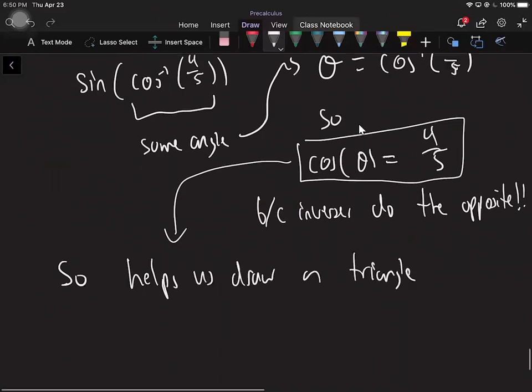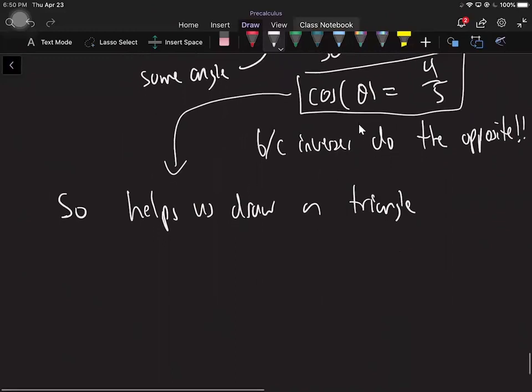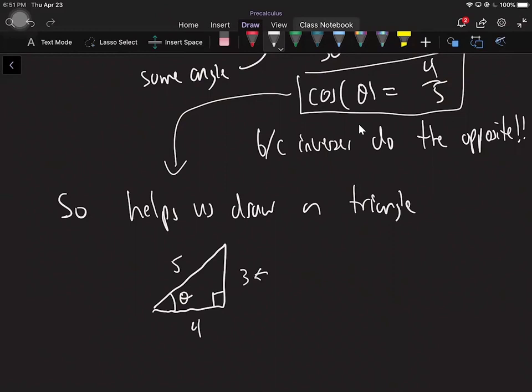So all we do next is we say, okay, well, if cosine of theta is 4/5, that means if I draw a nice little triangle here, and I pick theta somewhere, I know that the adjacent and the hypotenuse will be 4 and 5, and then I can figure this one out using the Pythagorean theorem.